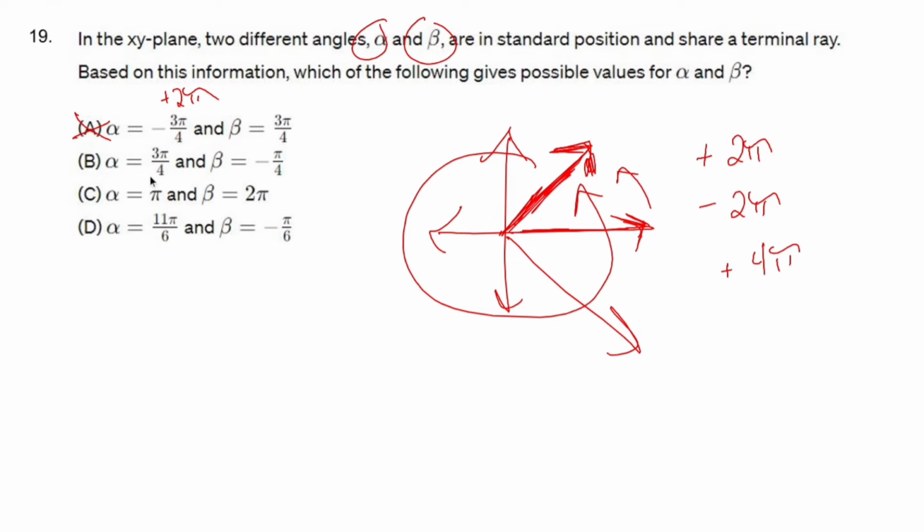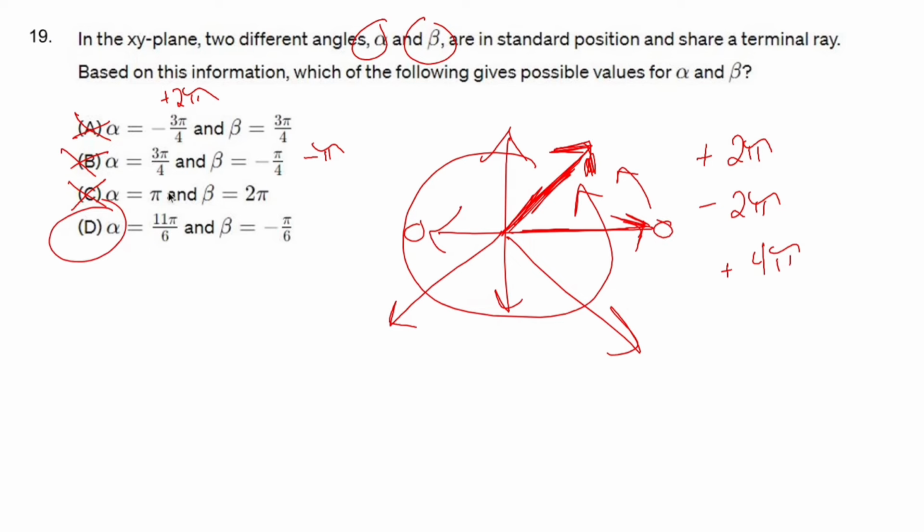Is me adding 2 pi going to give me that? Well, we're actually subtracting, so is me subtracting 2 pi going to give me negative pi over 4? Nope, negative pi over 4 is if you subtract 3/4 pi by regular pi. So that's just spinning it in the opposite direction. That's no good. Pi and 2 pi, no. I mean, here's pi, here's 2 pi. They're definitely not the same ones.